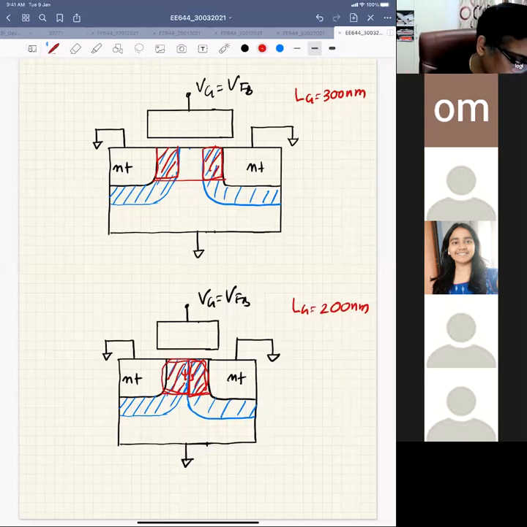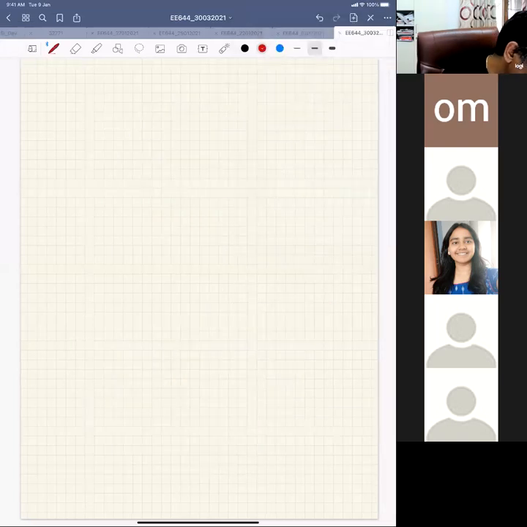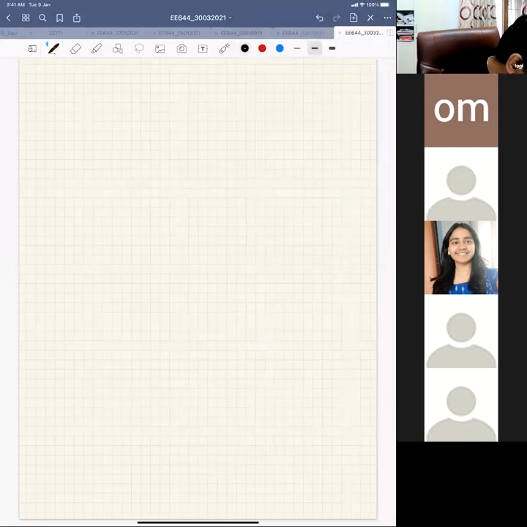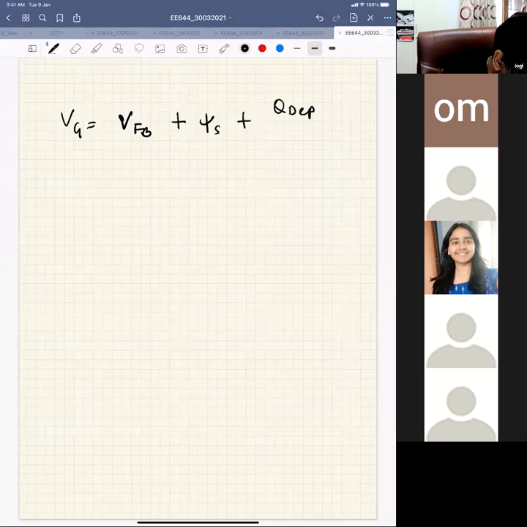So if I put it in equation form, I always write Vg equals flat band voltage plus psi s plus your depletion charge by Cox, right? This is in the subthreshold region, when your gate voltage is less than threshold voltage. So here I could write down this Q depth.